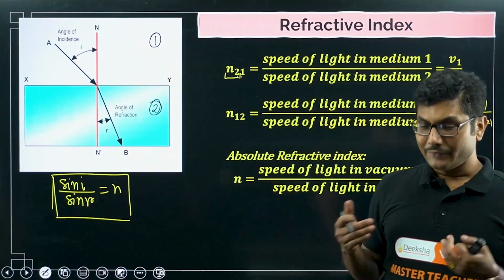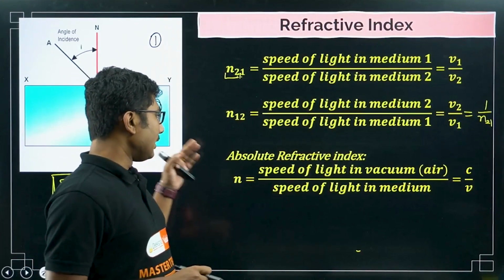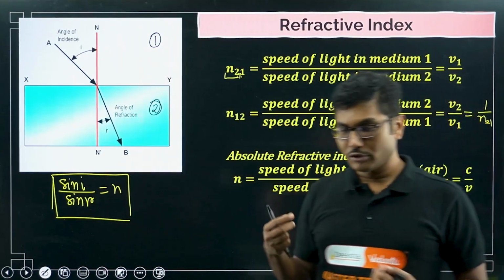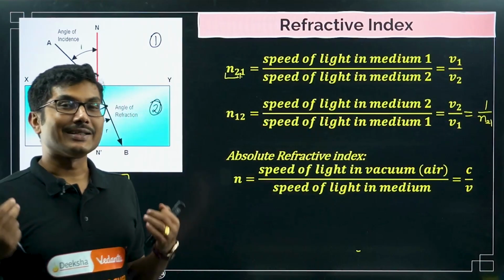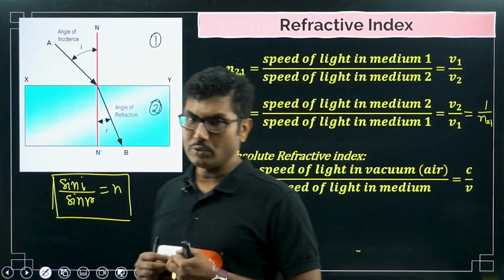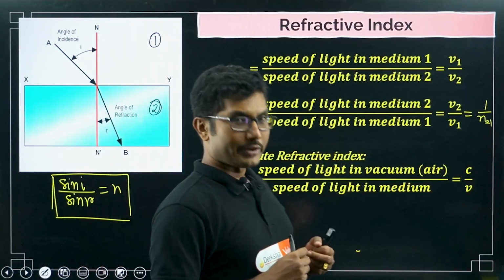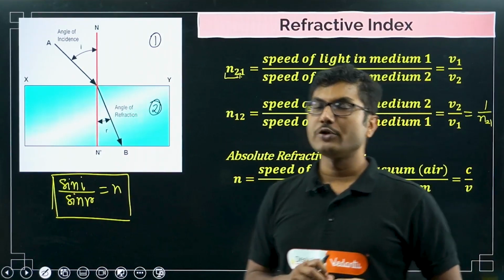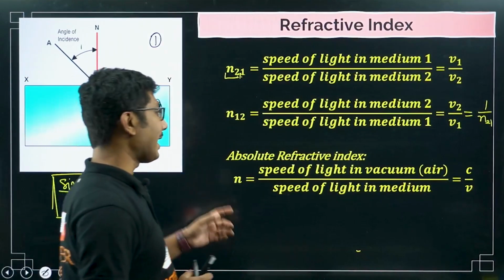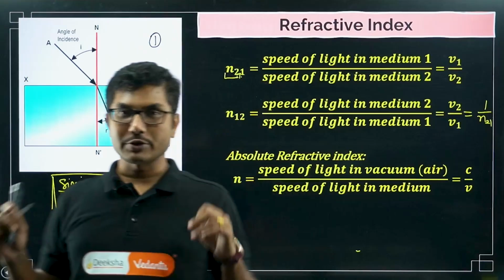So what information do you get from this equation? First of all, the absolute refractive index n is always greater than or equal to 1. The relative refractive index can be a fraction, it can be less than 1, but it is always positive. But the absolute refractive index is always greater than or equal to 1. Why? Because we know that the speed of light in vacuum is the maximum possible speed, the maximum possible value.